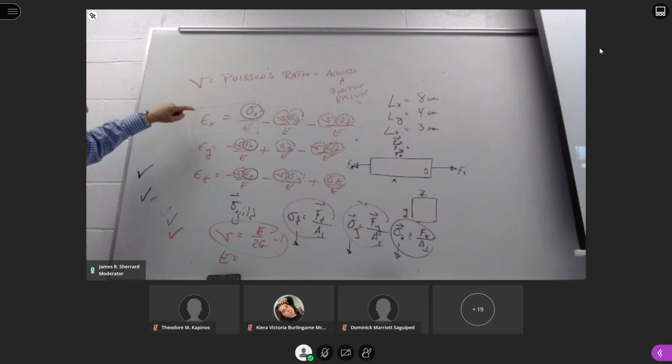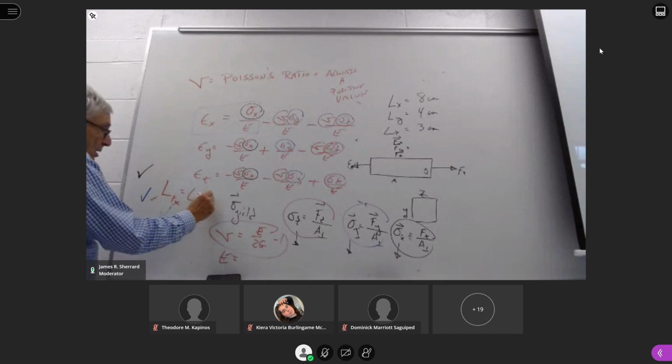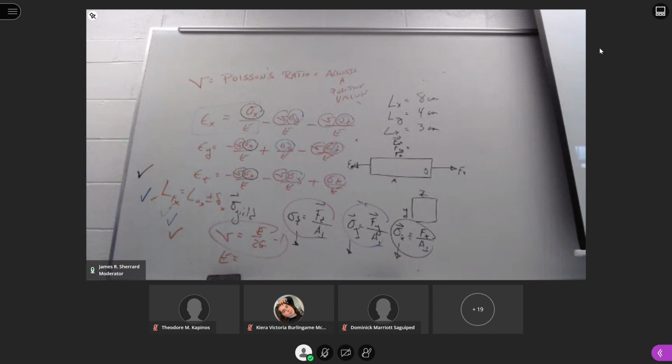You can calculate the strains, both axial and lateral, in each direction. And again, you know that the final length in any one dimension, if I use x, is equal to the original length in x, plus or minus that deformation. And we know that the deformation is equal to strain times the original length.